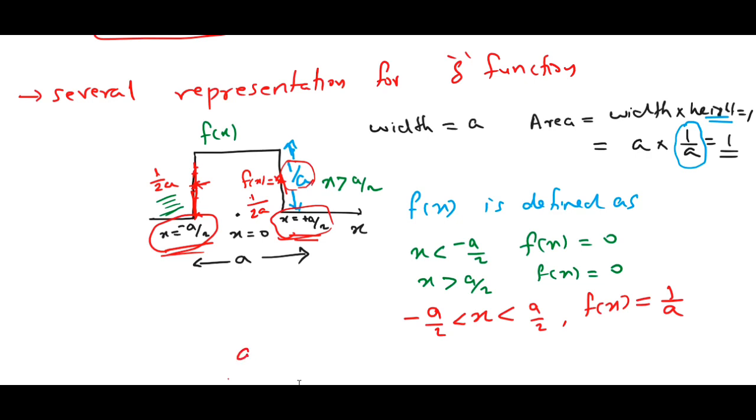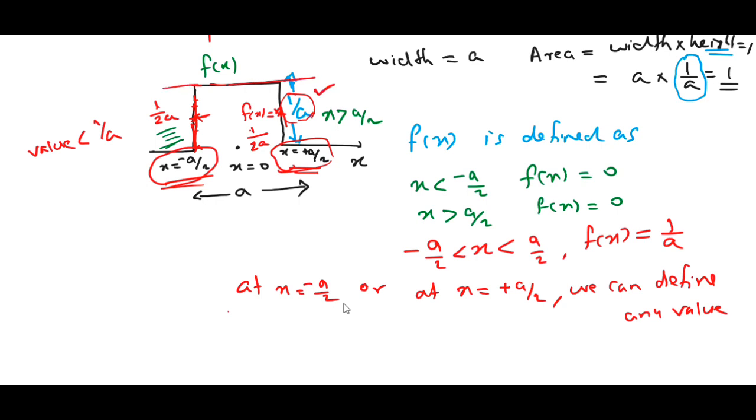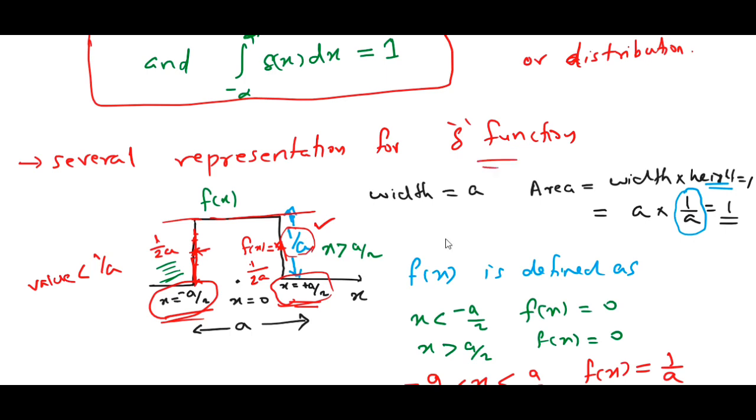One can define that at x equal to minus a by 2 or at x equal to plus a by 2, we can define any value. That value should be less than 1 by a. This is where its maximum height comes, and its width is 1 by a. Okay, at x equal to minus a by 2, the function I can define as 1 by 2a, and at x equal to plus a by 2, the function I can write as 1 by 2a. Thus, you can represent the delta function in several ways.